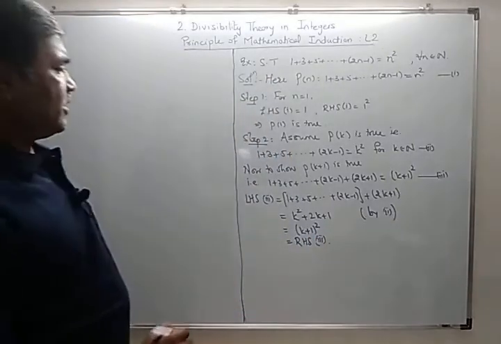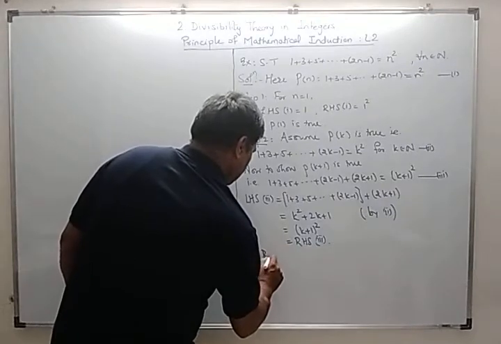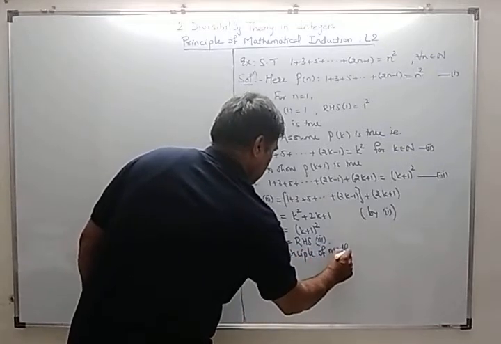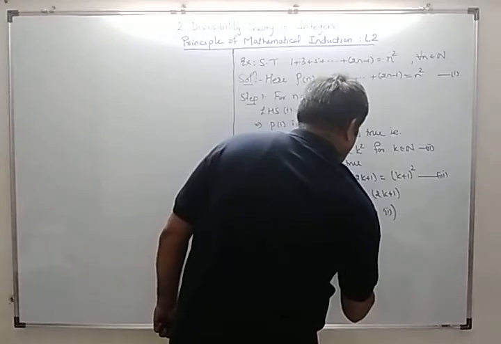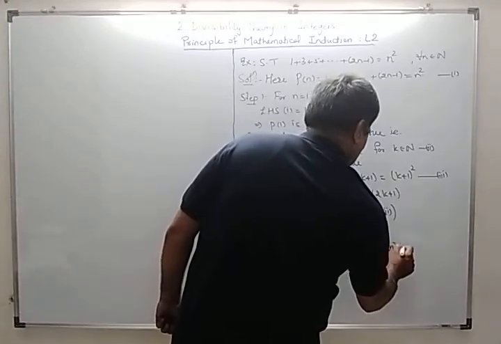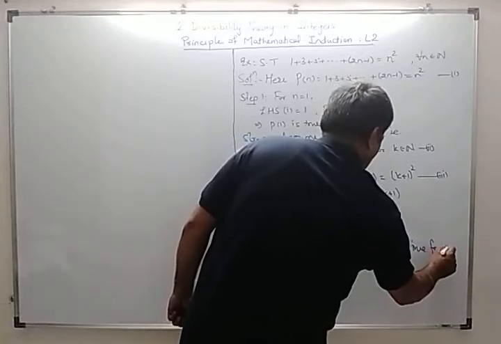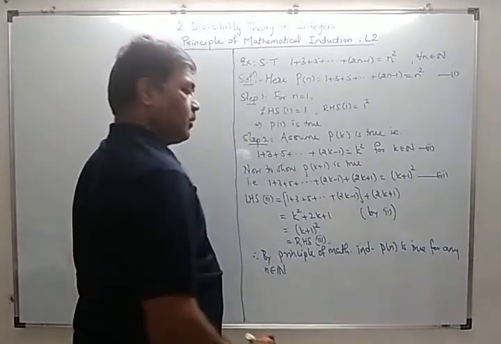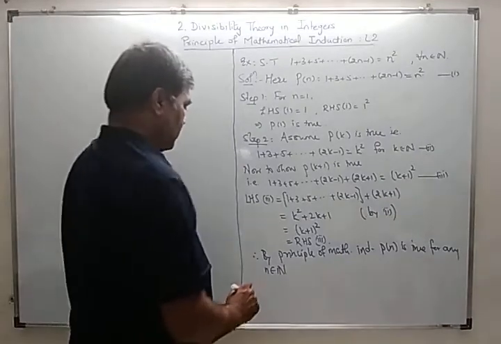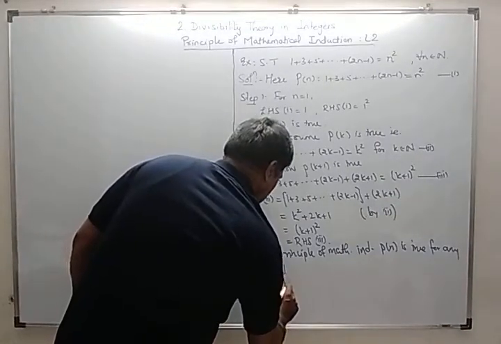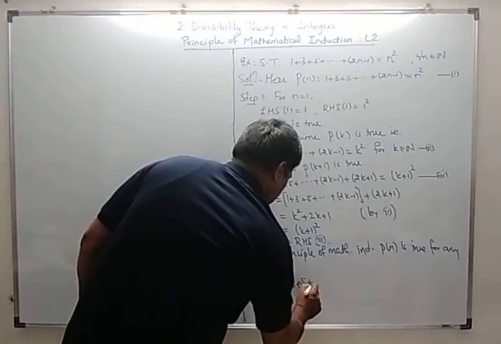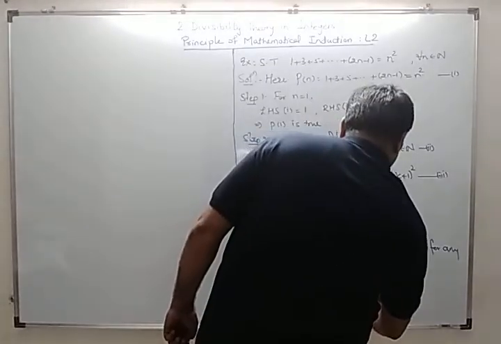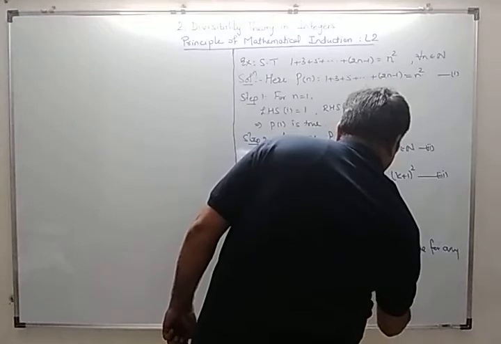And therefore, by the first principle of mathematical induction, P n is true for any n belongs to N. Okay, that is, 1 plus 3 plus 5 plus dot dot up to 2n minus 1 equal to n square for any n belongs to N.